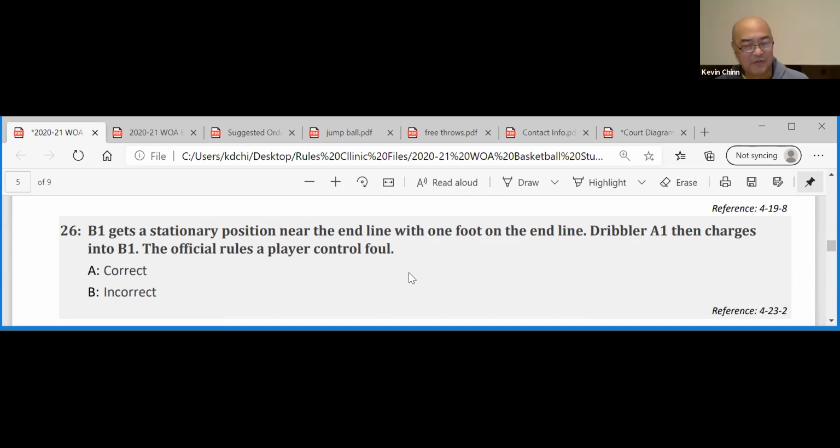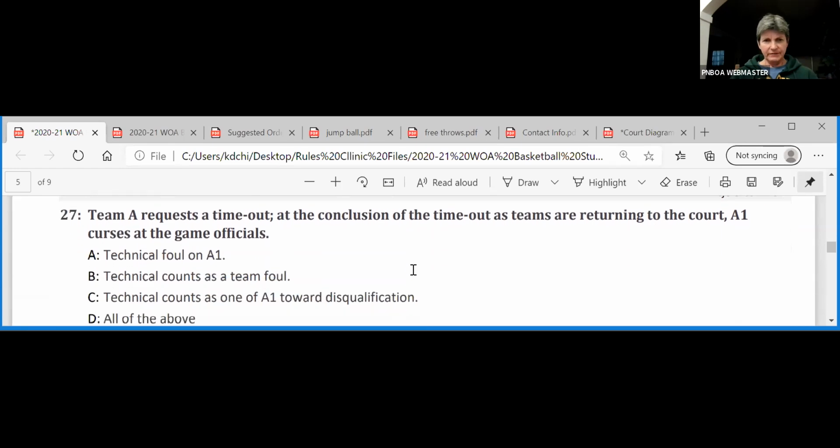So I could be standing there for 5 minutes, 1 foot on the out of bounds line, the other foot on the playing court, and any contact that's going to come to me, it's going to be a block. Questions? Okay, Ken. 26 is B, incorrect. Ken's got 27.